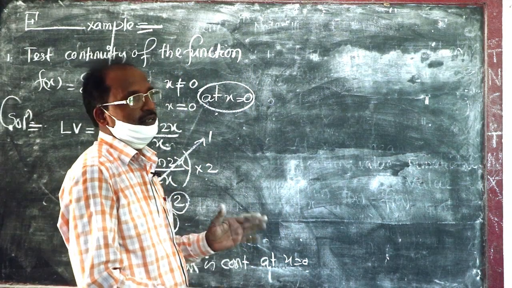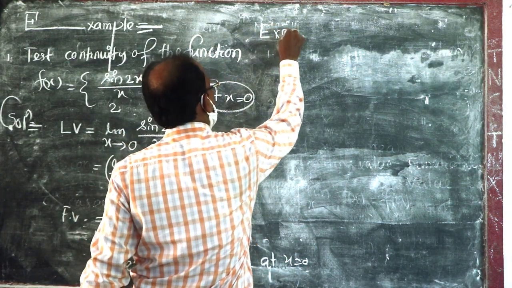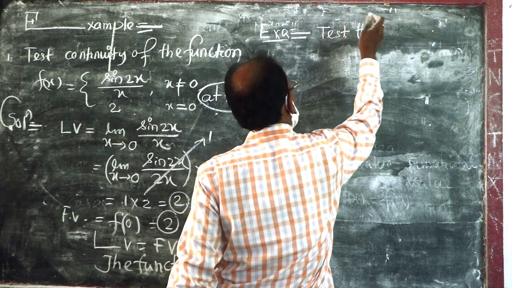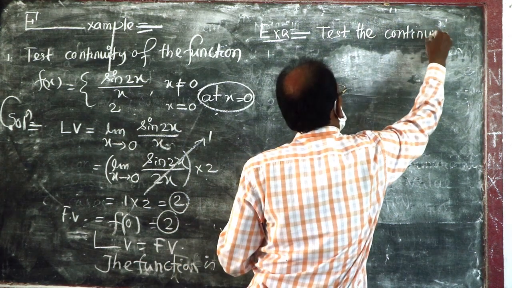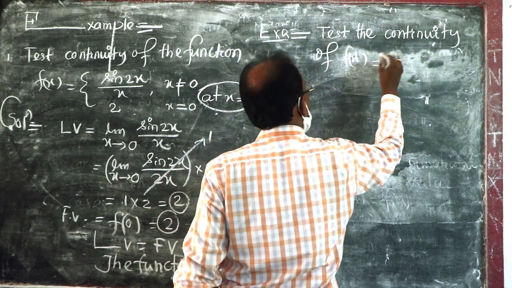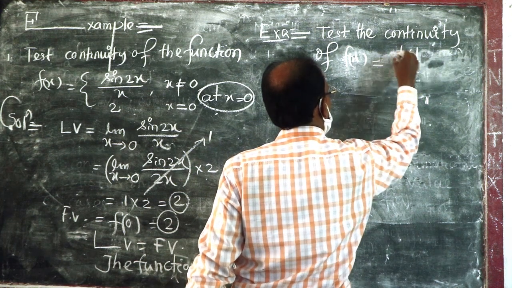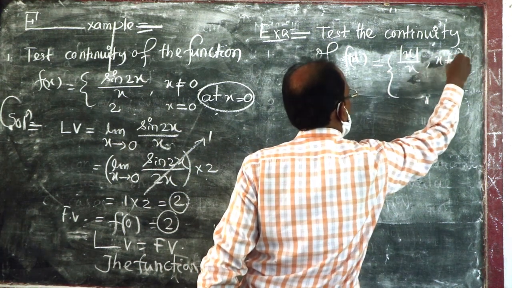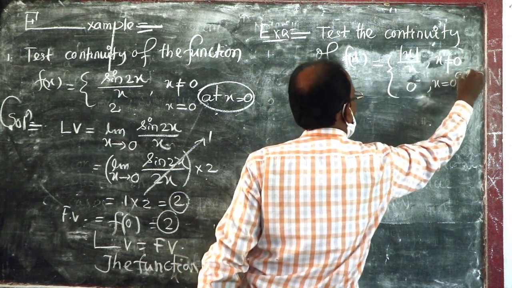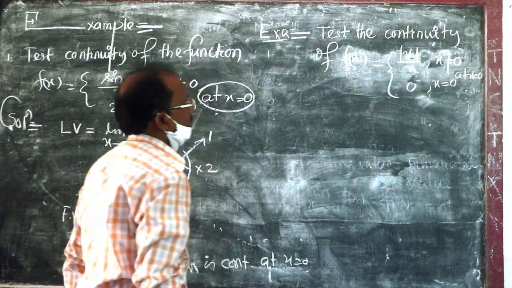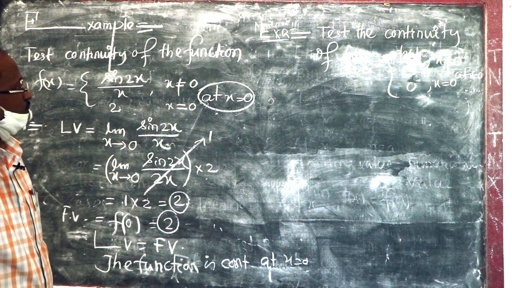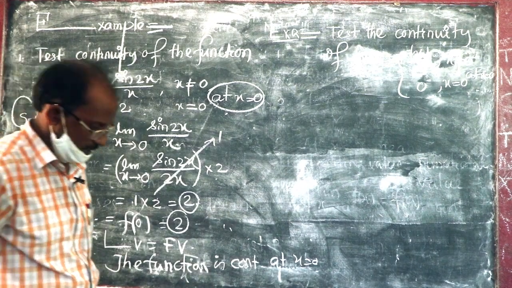Now we shall take another example. Test the continuity of f(x) is equal to mod x by x when x is not equal to 0, and the value is equal to 0 when x is equal to 0, at x is equal to 0. In order to test the continuity, we have to find its limiting value and a functional value.